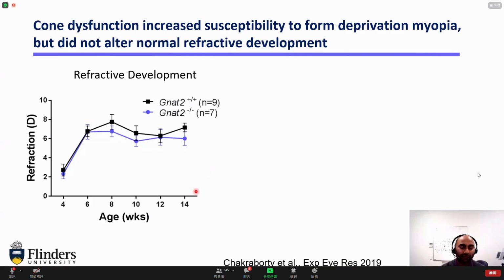Here we are showing the refractive development profile. We can see that there was an increase in the hyperopic refractive error in both wild type and the knockout mice. The knockout mice are shown in purple, the wild type mice are shown in black. Then there was a further slight increase in the refraction for the next 2 weeks, but the refractive development sort of plateaued for both strains from 8 weeks onwards. But most importantly, they were not statistically significantly different between the two strains.